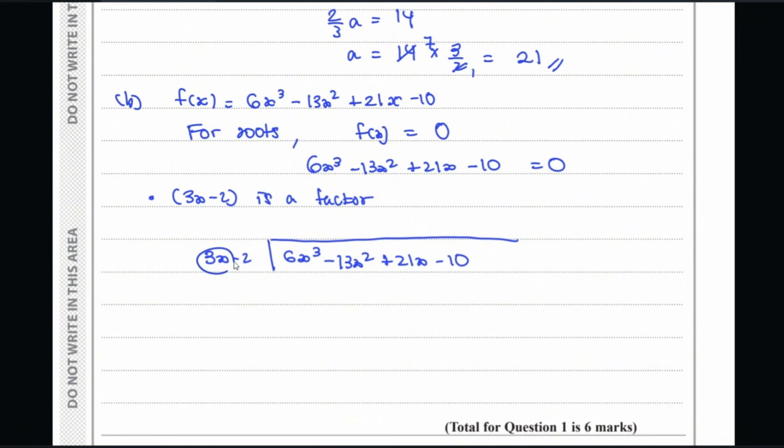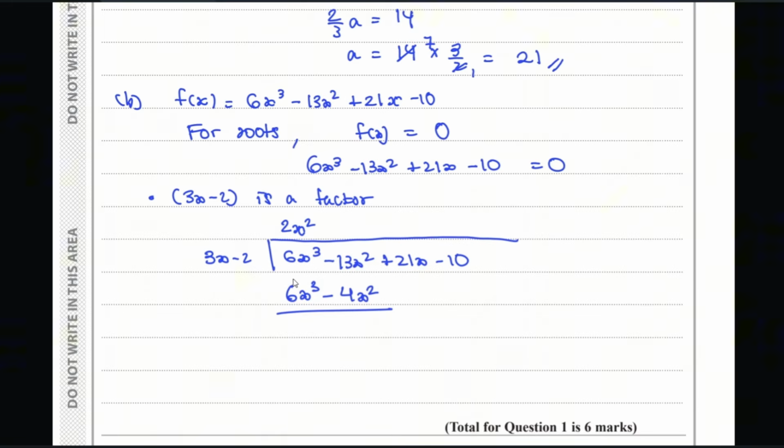Okay, so let's start with 3x. 3x times how many will give us 6x cubed? So 3 times 2 and x times x squared will give us 6x cubed. What about minus 2? Minus 2 times 2x squared would be minus 4x squared. Okay, so we subtract.